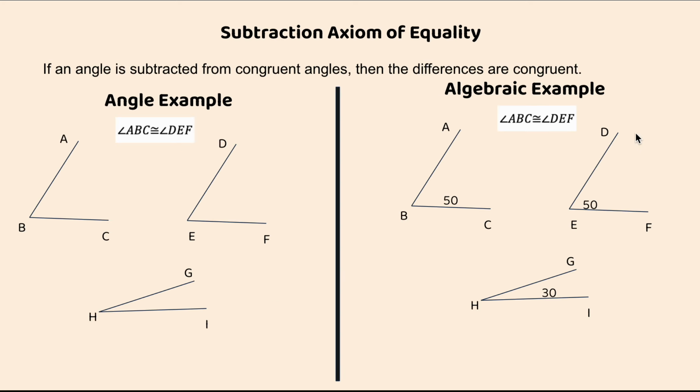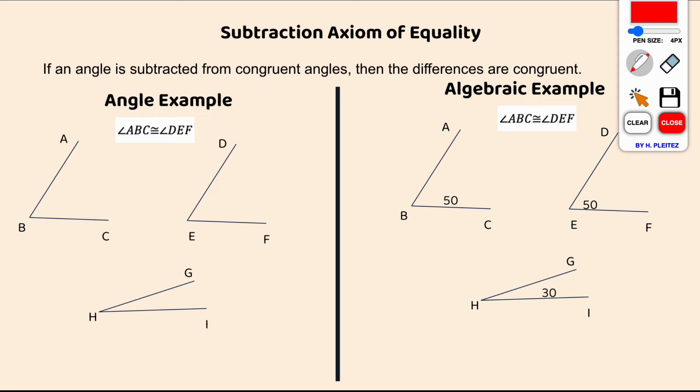All right, now we have subtraction axiom of equality. Now, this says that if an angle is subtracted from congruent angles, then the differences are congruent. Now, I use the same diagram as I did for the addition axiom of equality, where on the left we're given that ABC is congruent to DEF. And again, make sure you guys are drawing these diagrams so that you can get full credit. So what this says, if I take angle ABC and I subtract angle GHI from it, and then I take angle DEF separately, and I subtract angle GHI from it, what this says is, hey, these are going to be congruent.